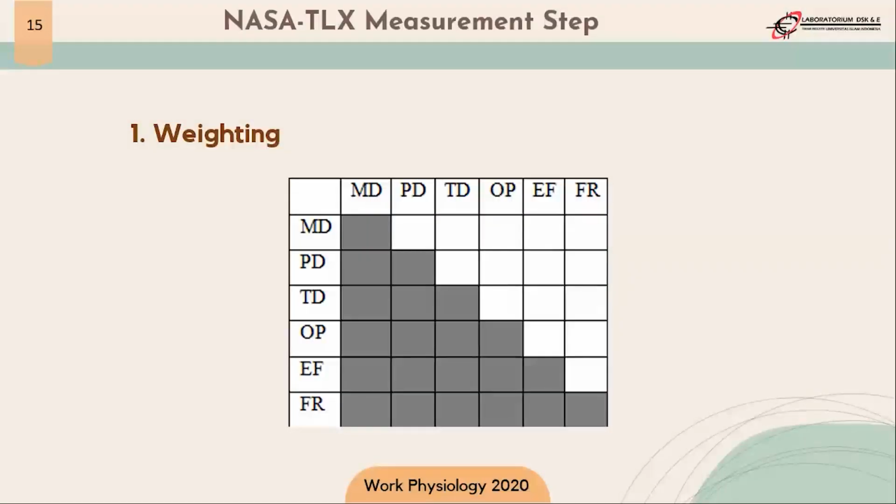For example, if you ask the operator, sir, to complete your task, do you need thinking, remembering, and calculating activities more than physical activity? If the operator answers that the physical process is used more frequently than remembering, counting, or thinking, then in weighting, physical demand is more dominant than mental demand. Furthermore, you can write PD on your observation sheet like this.